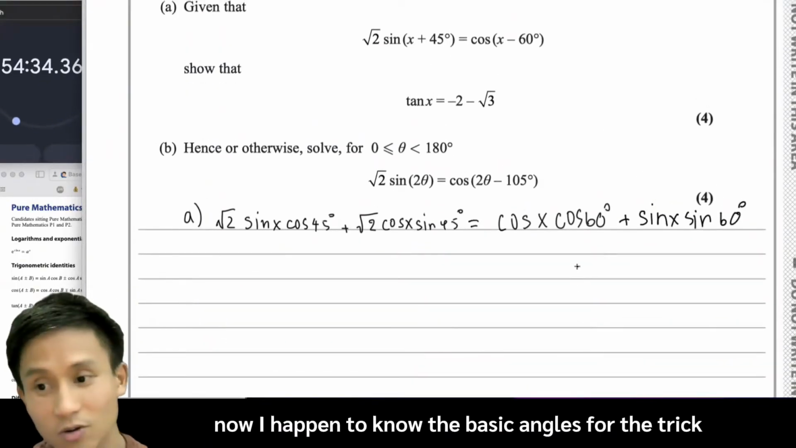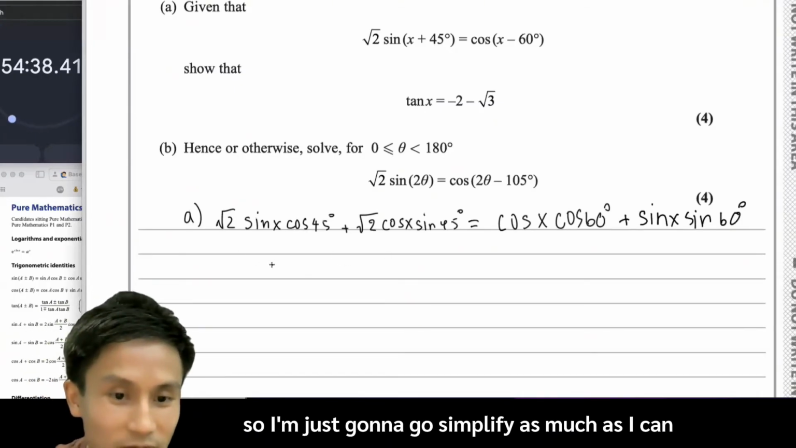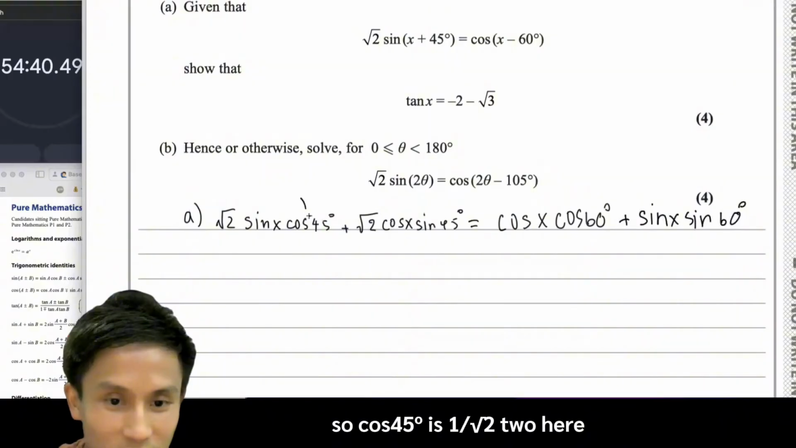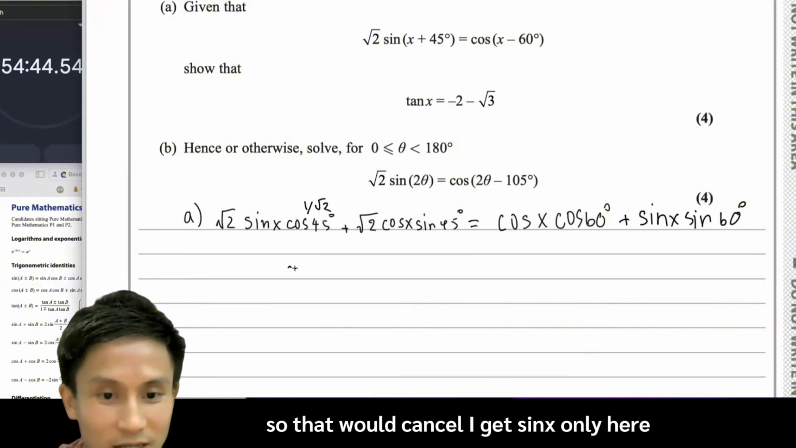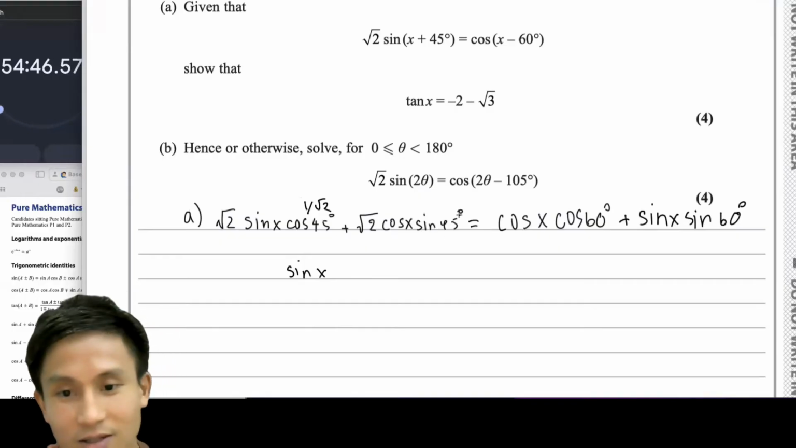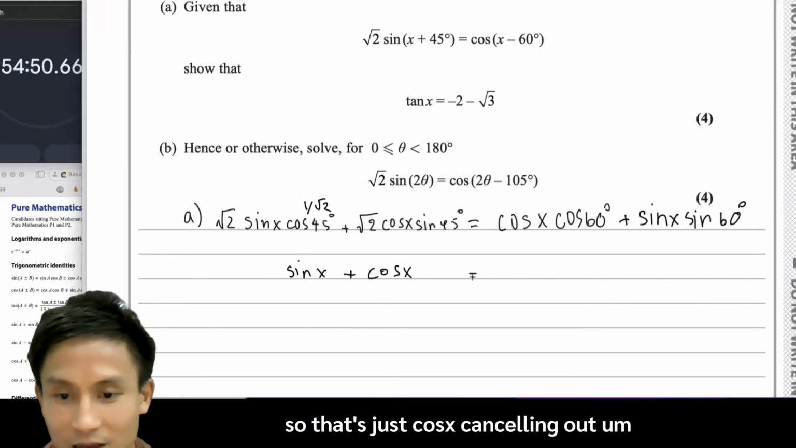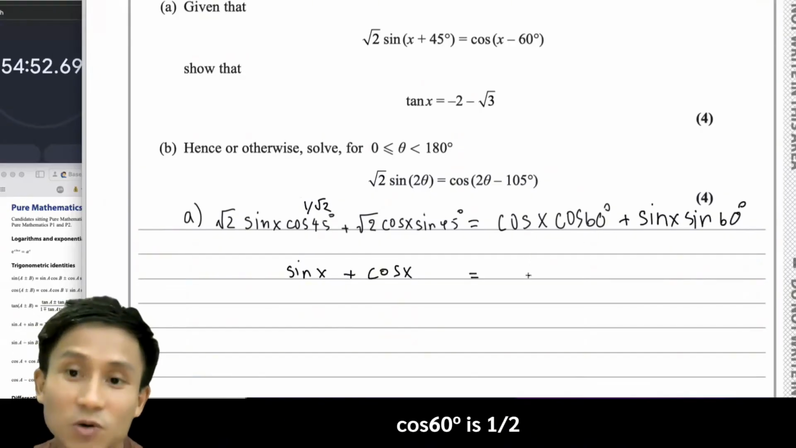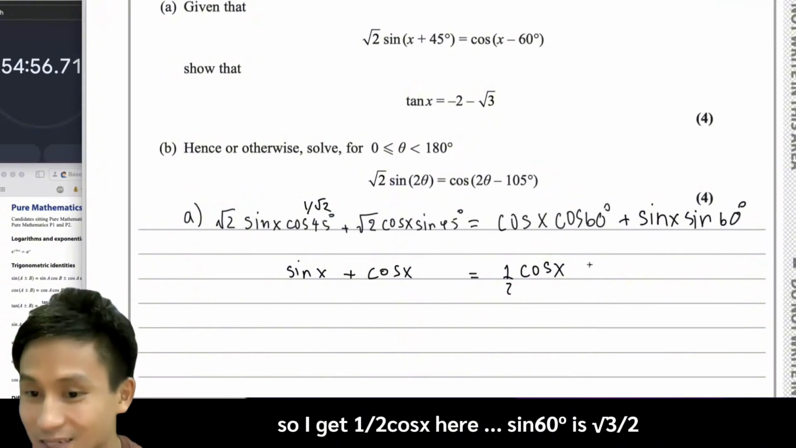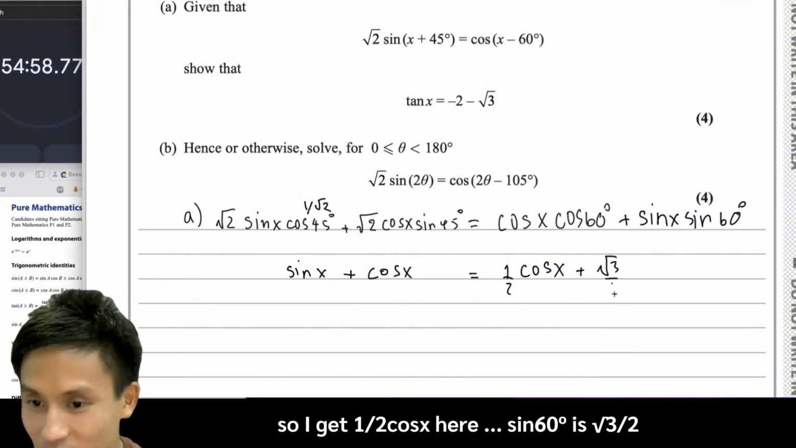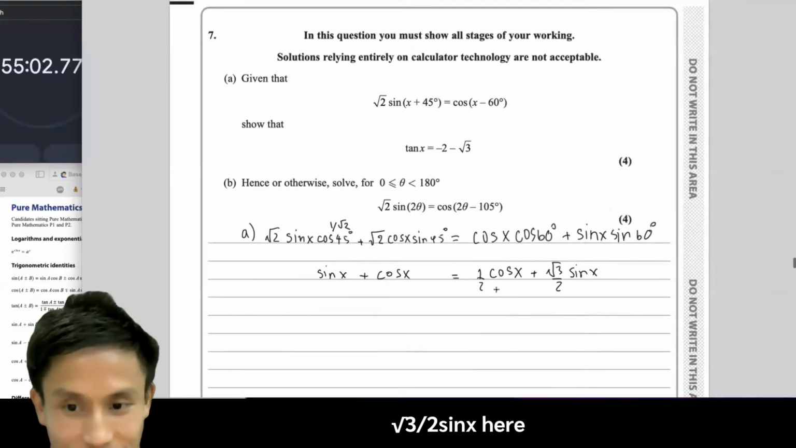Now, I happen to know the basic angles, so I'm just going to simplify as much as I can. Cos 45 is 1 over root 2 here, so that would cancel. I get sine x only here. Sine 45 is also 1 over root 2, so that's just cos x canceling out. Cos 60 is 1 over 2, so I get 1 over 2 cos x here. Sine 60 is root 3 over 2, so I get root 3 over 2 sine x here.